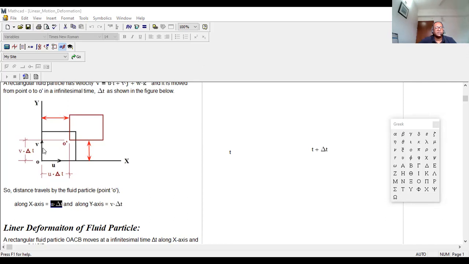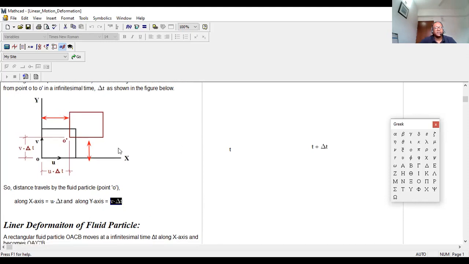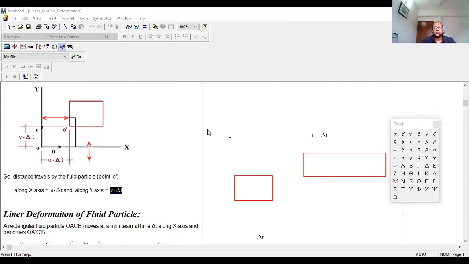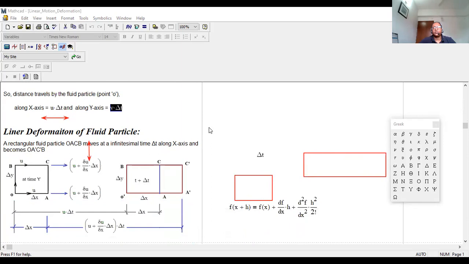So the y-axis velocity is v into delta t. Okay, there is only linear translation. There is no deformation. But sometimes you might see a fluid element like that, but when it came over here, then it is deformed like that, with its length getting bigger. We need to figure out a differential equation for what the condition will be if there is a linear translation and linear deformation of the fluid element.